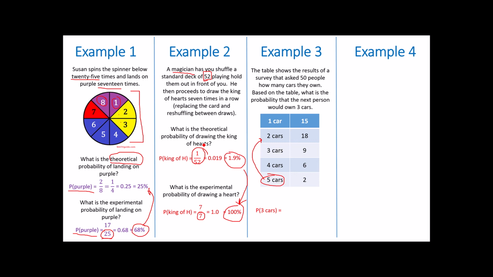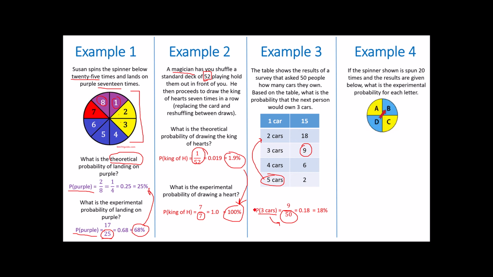In our survey, or in our sample, the number of people that owned 3 cars was 9 out of a total of 50 people. 15 plus 18 plus 9 plus 6 plus 2 is 50 people. So we would say roughly 18% of the people are going to own 3 cars. Now certainly, again, 50 is a small sample size, but you are more likely to have good results with experimental probability over time with a larger sample size than with the idea that there's a theoretical probability that you could apply to this situation. Last one.